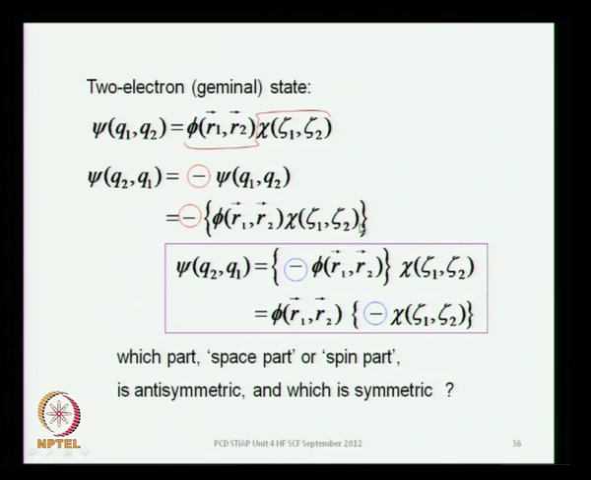So the question is which part, space part or the spin part, is antisymmetric and which is symmetric. If you have the minus sign over here, it is the space part which is antisymmetric and the spin part which is symmetric. Over here it is the spin part which is antisymmetric and the space part which is symmetric. So the properties of symmetry and antisymmetry can go either with the space part or with the spin part, but not with both.